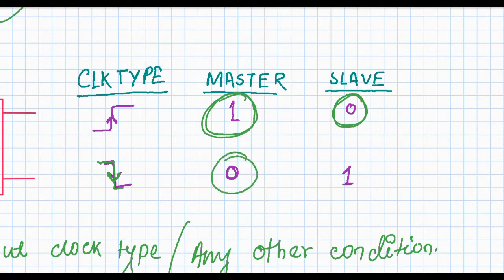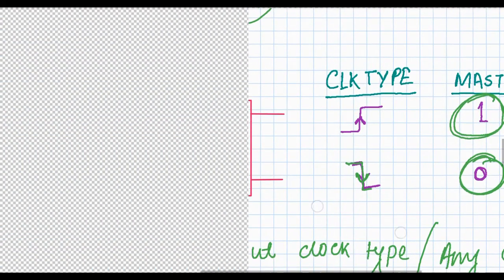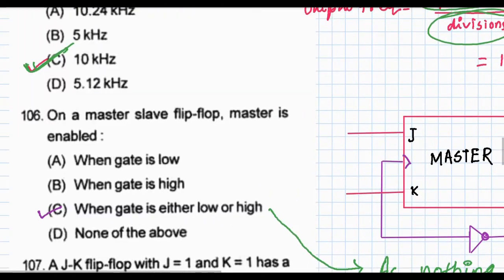So if this is a negative edge triggered flip flop, then the master will be enabled at 0 and the slave will be enabled at 1. As in the question nothing is given about which type of triggering flip flop this is, either positive triggered or negative triggered, suppose in this question it is given that this is a positive triggered flip flop, then this will be high, so the answer will be high.